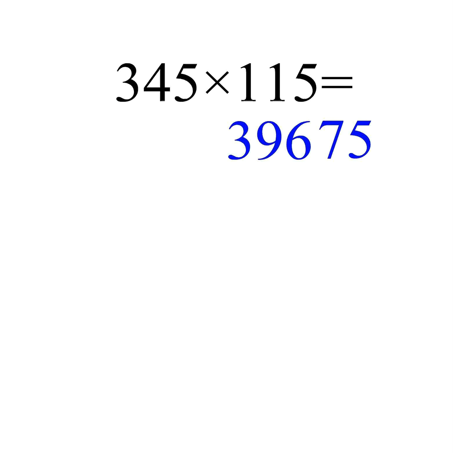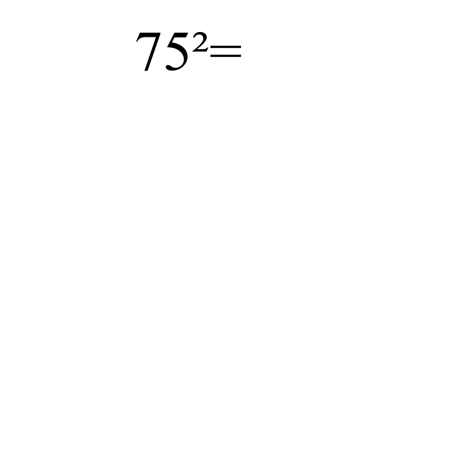Okay, now let's see how to square the numbers ending in 5. So for instance, what is the square of 75? As you know, the square of 75 equals 75 times 75. So it is the multiplication of two numbers ending in 5. As before, 5 times 5 is 25. We write it down here.